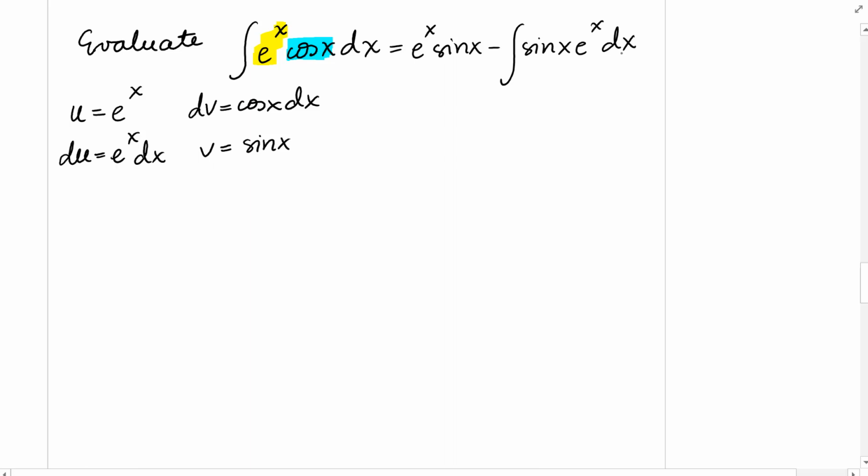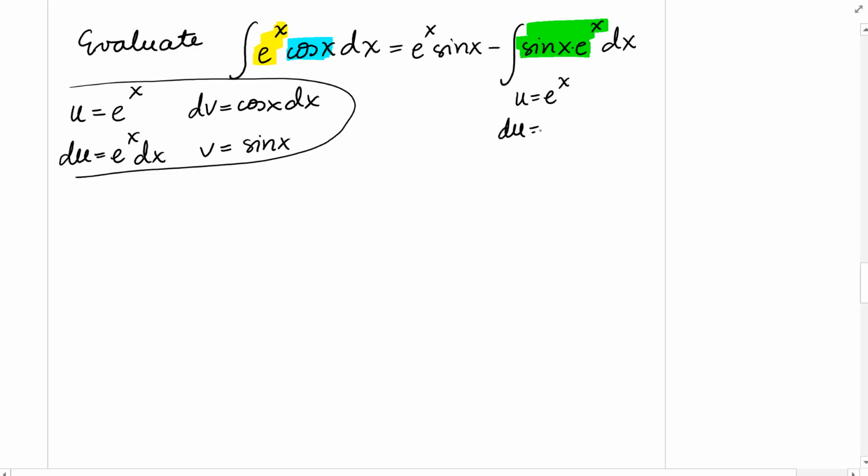So it seems like we are getting a similar integral, right, like the original one. It's just e to the x, but I don't have cosine, I have sine. So I'm going to do the integration by parts again. So u equals e to the x, so du is e to the x dx, and dv is sine of x dx, so v is negative cosine of x.